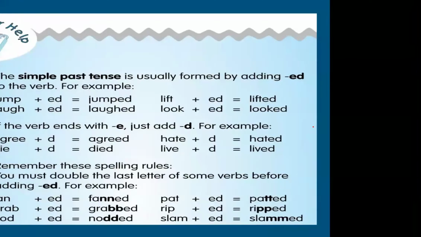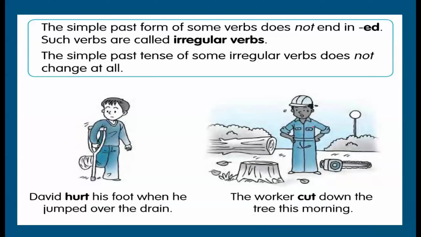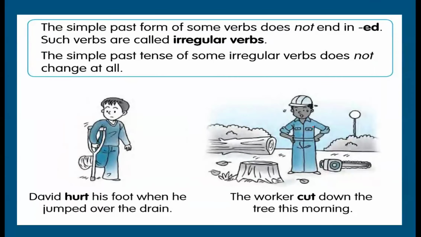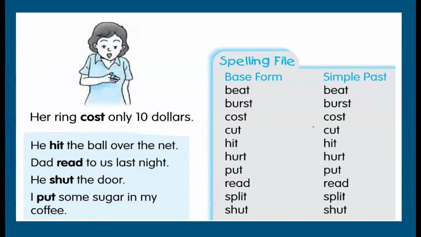Now see over here. Irregular verbs that don't change at all are these: hurt, cut, cost. Okay, they don't change. What does it mean they don't change? Means they are the same in all forms. Whether it's simple past tense also, they remain the same. They don't change.